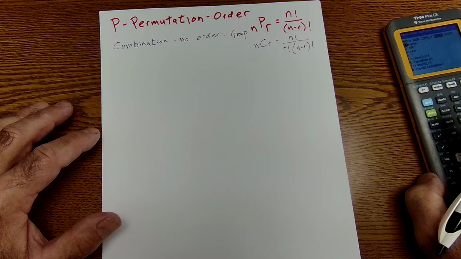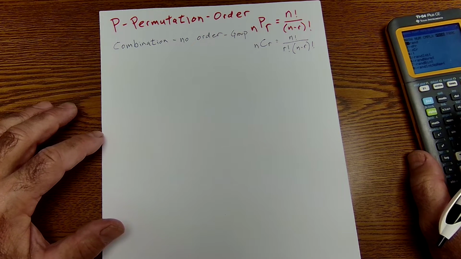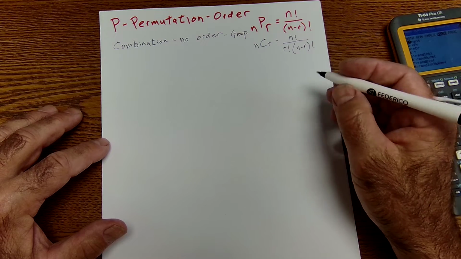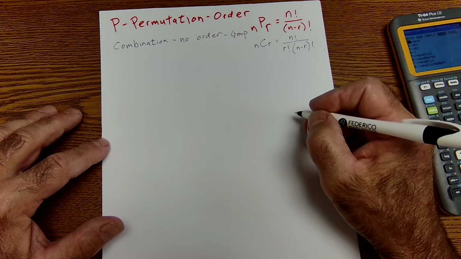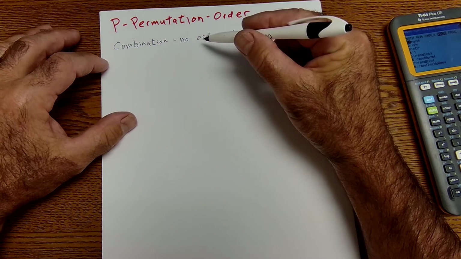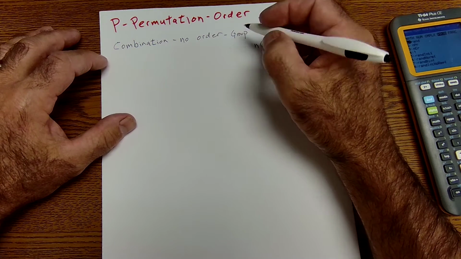Today I'm going to do a short video on permutations and combinations for an IB math class, or probability, algebra 2, pre-calc, or trig. Permutation means order matters. Combination is a grouping, so order does not matter.